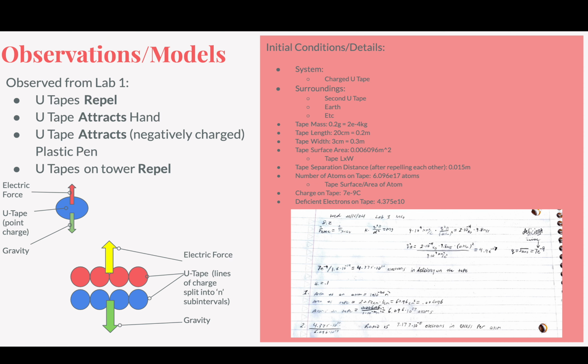So we observed that the U-tapes repelled each other. The U-tape attracted my hand, the U-tape attracted the plastic pen, and the U-tapes on the tower repel each other as well. The first model below shows the point charge model, and the second shows the model for lines of charge.